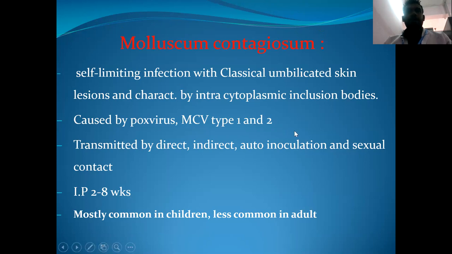Basically, it is caused by a pox virus, mainly molluscum contagiosum virus type 1 and type 2, and it is transmitted either by direct inoculation, indirect inoculation, auto inoculation, and is also transmissible through sexual route. The incubation period of molluscum contagiosum is usually 2 to 8 weeks. It is common in children, and it is definitely less common in adults.